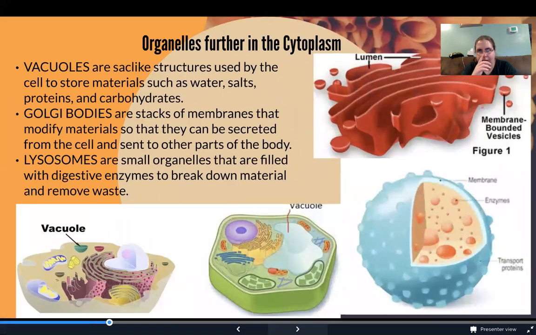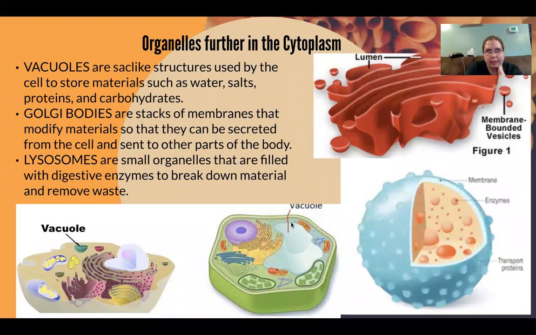All right. And organelles that are further out in the cytoplasm, first we have vacuoles, which we can see right there. In animal cells, they tend to be smaller. In plant cells, they usually tend to be larger. And these are storage organelles. So they'll store excess water, salts, other ions, proteins, carbohydrates. They store extra stuff that the cell might want to use later.